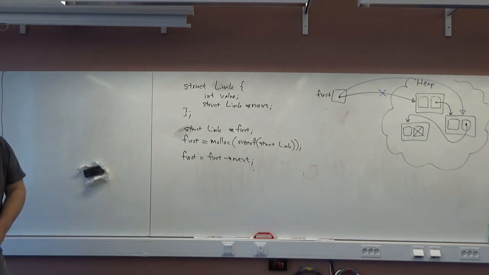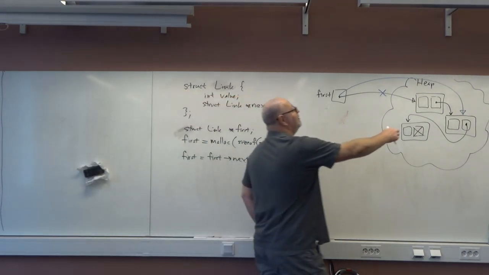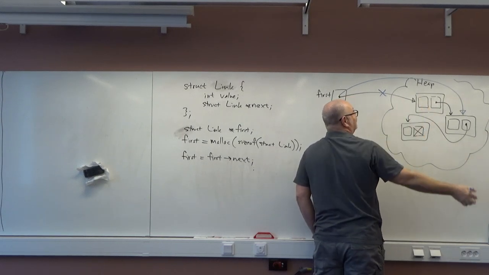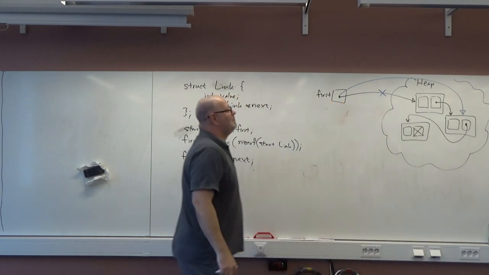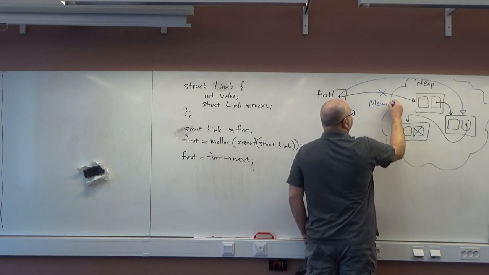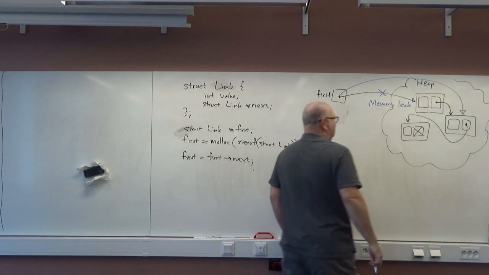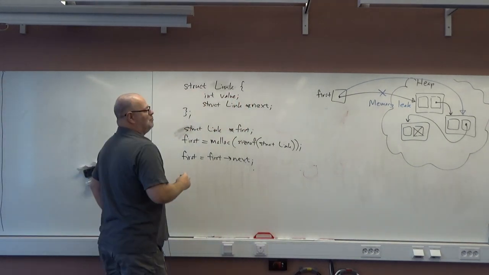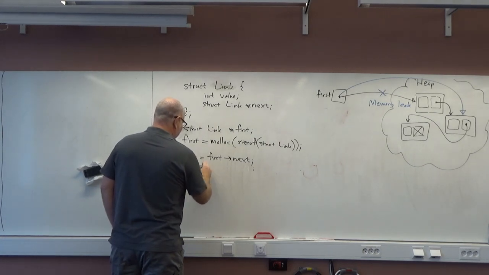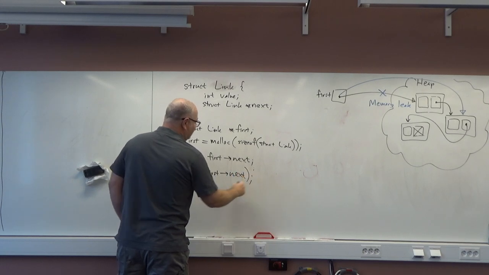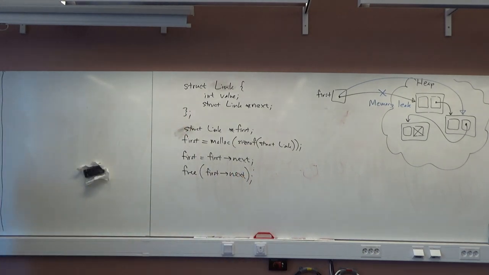So this will stay here, not forever, but at least until this program ends and all its memory is reclaimed by the operating system. So that was a memory leak. If I do free, free is the opposite of malloc. If I do free first pointer, if I do free first pointer next, what happens then?